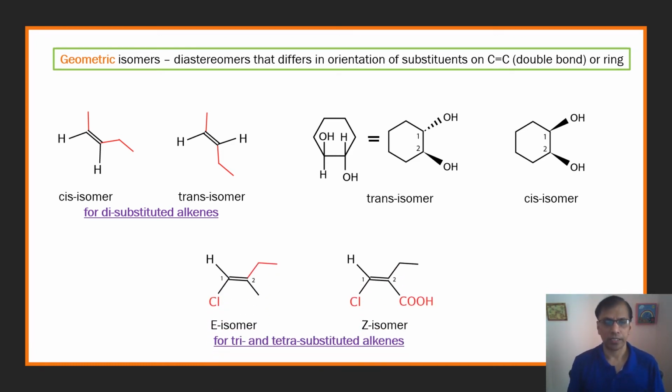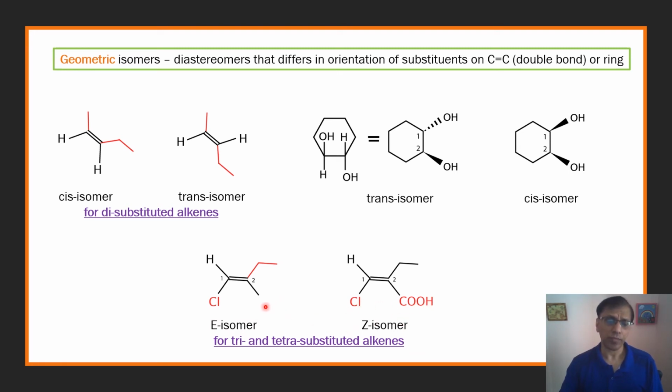So let's look at tri- and tetra-substituted alkenes. You'll always come across tri- and tetra-substituted alkenes in organic chemistry. The nomenclature is a little bit different. You use the E and the Z. E means that the high priority groups attached to the double bonded carbon atoms are on opposite sides, and then it's called E, but if they are on the same side, it's called Z.